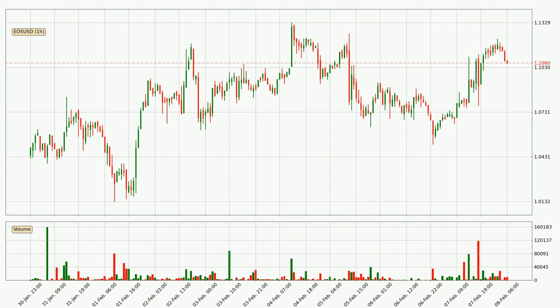By taking a look at the hourly time frame for EOS, the price moved up around 3.1% in the last 24 hours, with a current price of 1.11. It's evident that the buyers are taking over because the volume was high, showing that the move was strong.